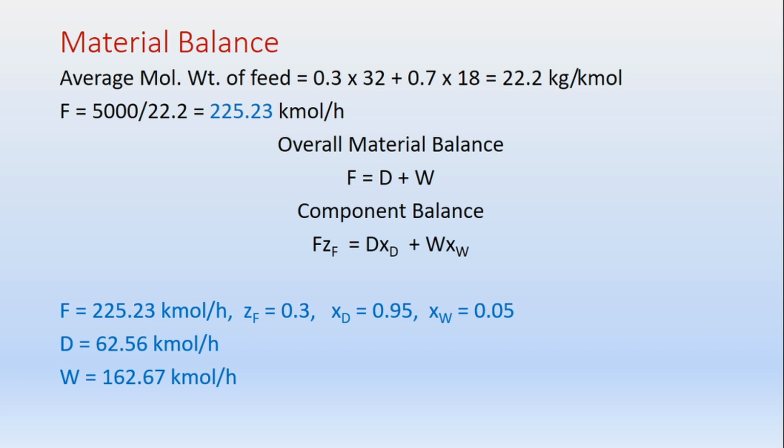So the feed average molecular weight is 22.2 kg per kilomole. So the molar flow rate of the feed is 225.23. Using the overall material balance and the component balance, we can determine the other flow rates of the other streams. You have feed flow rate 225.23 kilomole per hour, and ZF, XD, XW are given. The distillate is 62.56 kilomole per hour, and the residue flow rate is 162.67 kilomole per hour.